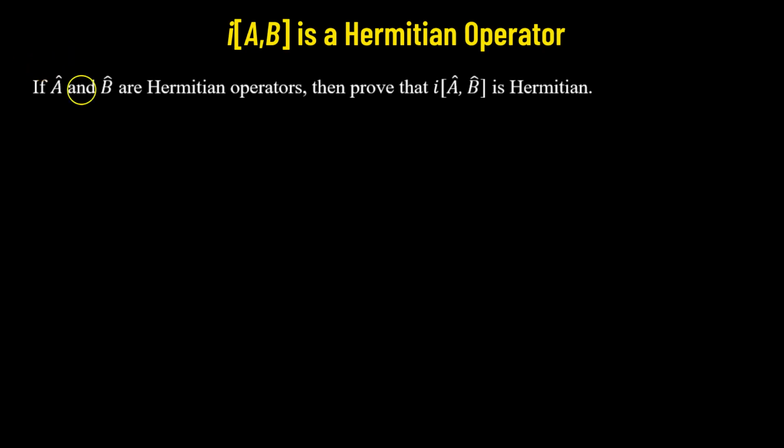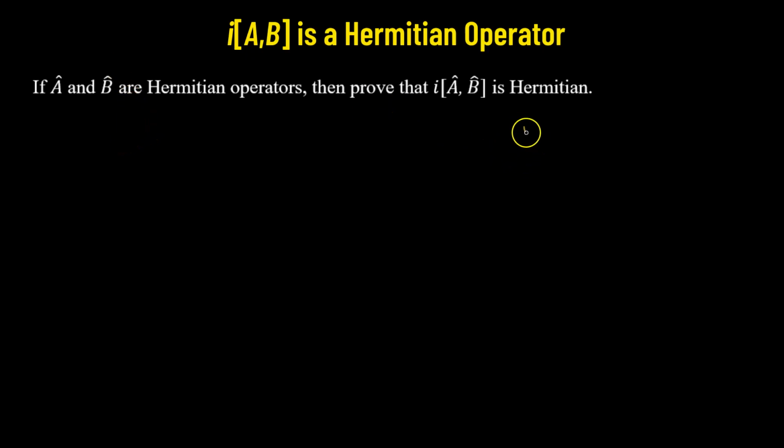In this problem, we have two Hermitian operators, A and B. We need to prove that i multiplied to the commutator operator, [A, B], is Hermitian. Before proceeding, let me note down a few things.